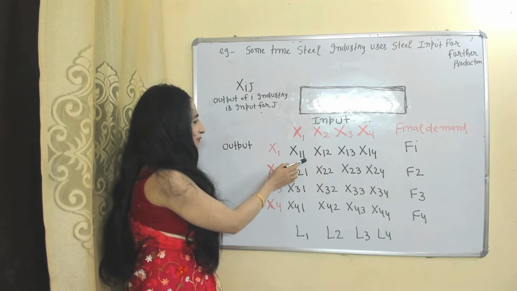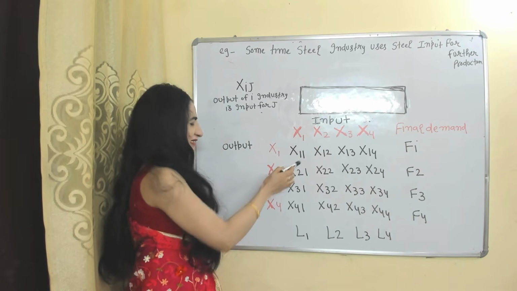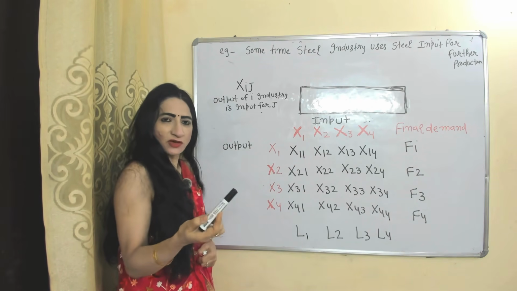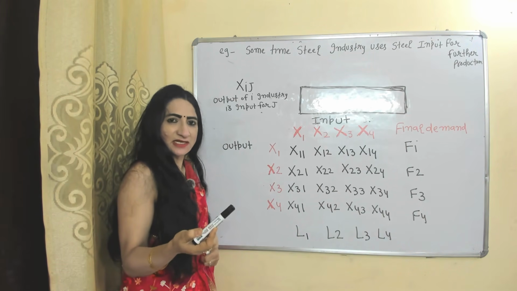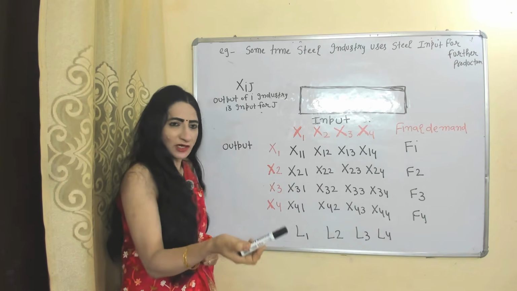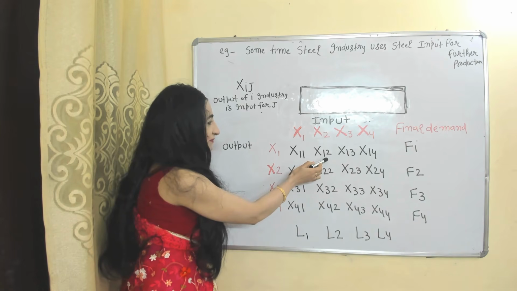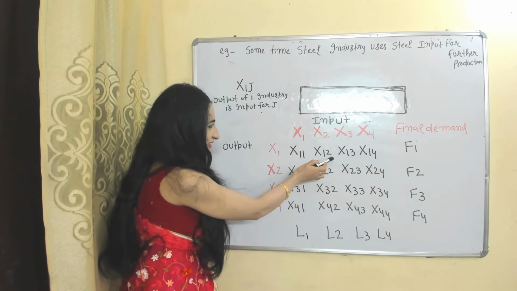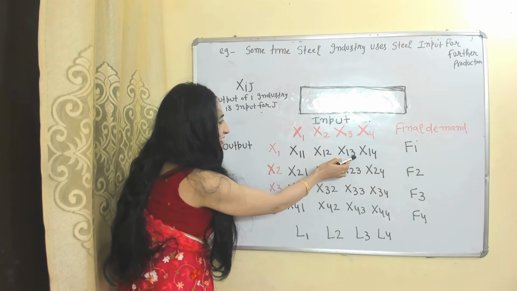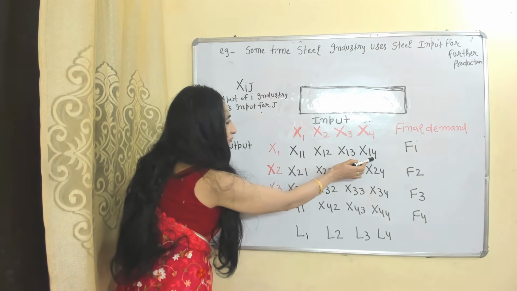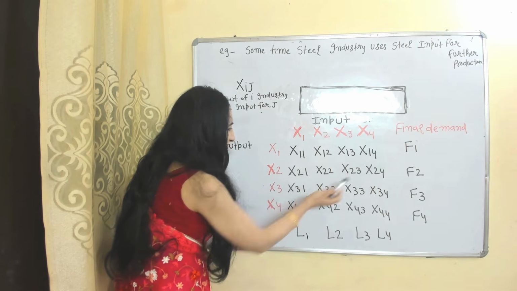So X11 represents that the output of the first industry is an input for the first industry. Sometimes an industry uses its own output as an input. For example, sometimes the steel industry uses steel as an input for further production. X12 represents that the output of the first industry is an input for the second industry. X13 represents that the output of the first industry is an input for the third industry. X14 represents that the output of the first industry is an input for the fourth industry.